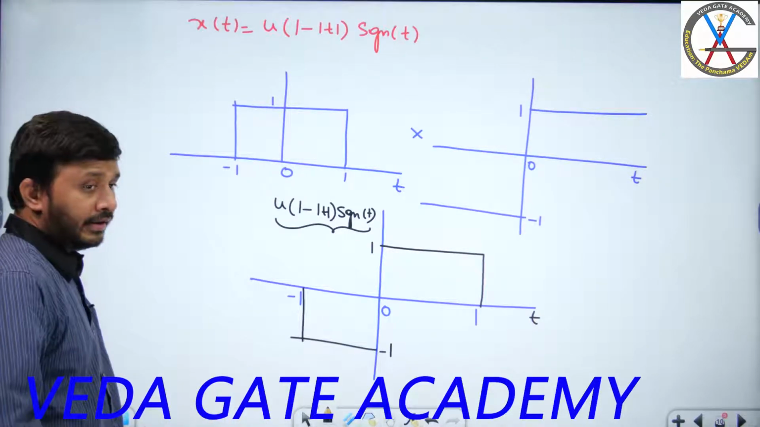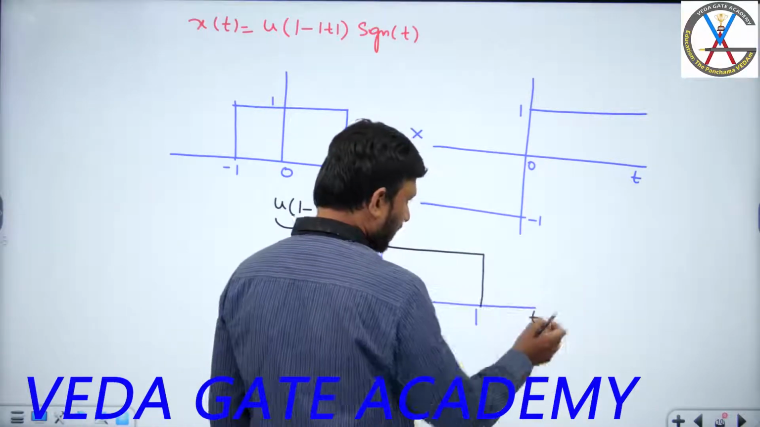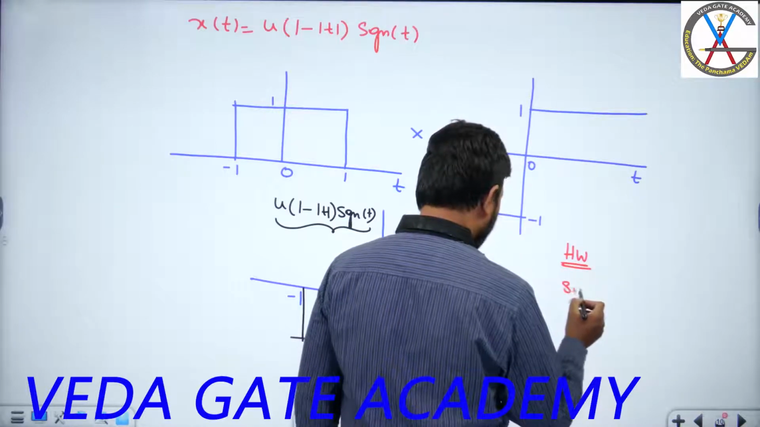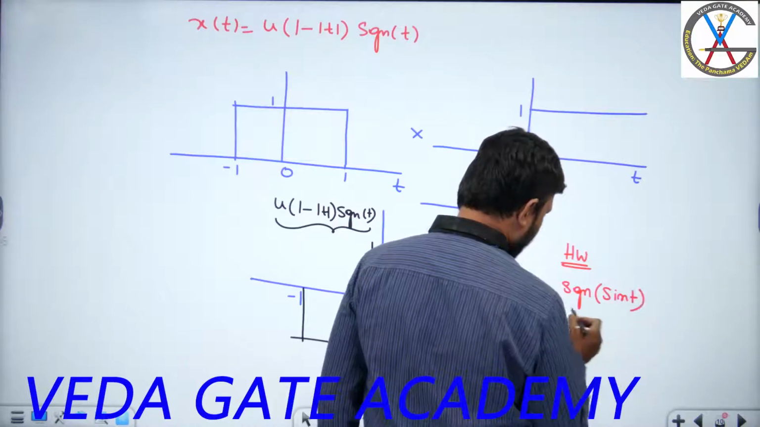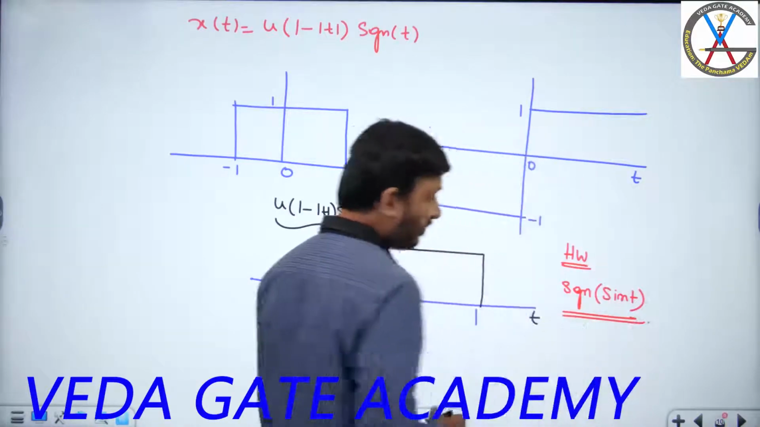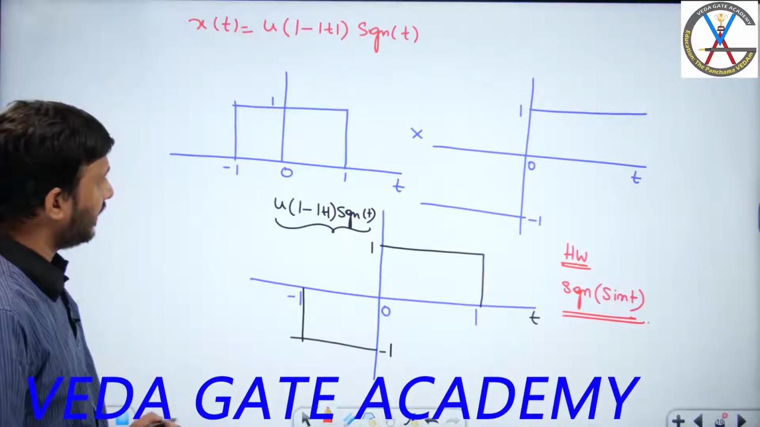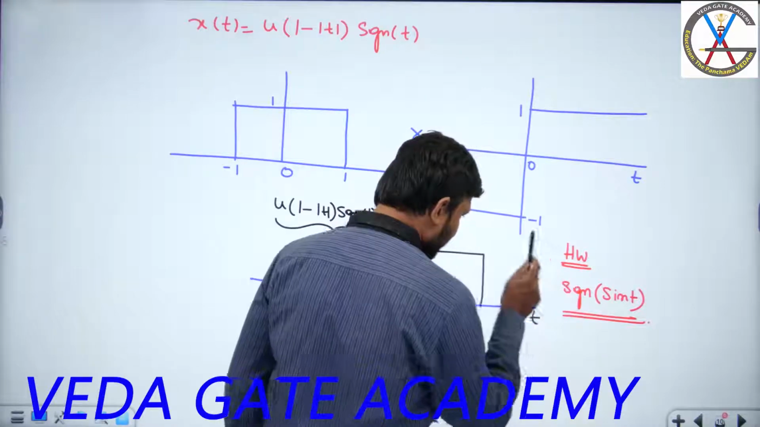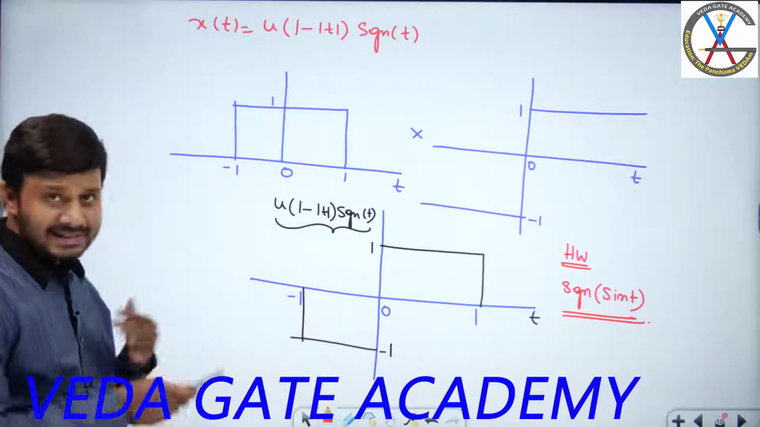Right? So you can take one homework. Try to draw the shape of signum of sin t. Signum of sin t. You try to draw signum of sin t. Right. So this is about the second basic signal, my dear students, which is nothing but signum function, and its analysis.